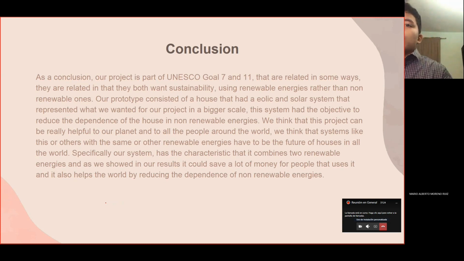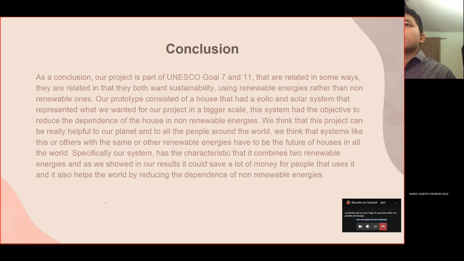And to conclude, our project was part of UNESCO Goal 7 and 11 that are related in some ways. They are related in that they both want sustainability using renewable energies rather than non-renewable ones. Our prototype consisted of a house that had an aeolic and solar system that represented what we wanted for our project on a bigger scale. This system has the objective to reduce the dependence of the house on non-renewable energies. We think that this project can be really helpful to our planet and to all the people around the world.